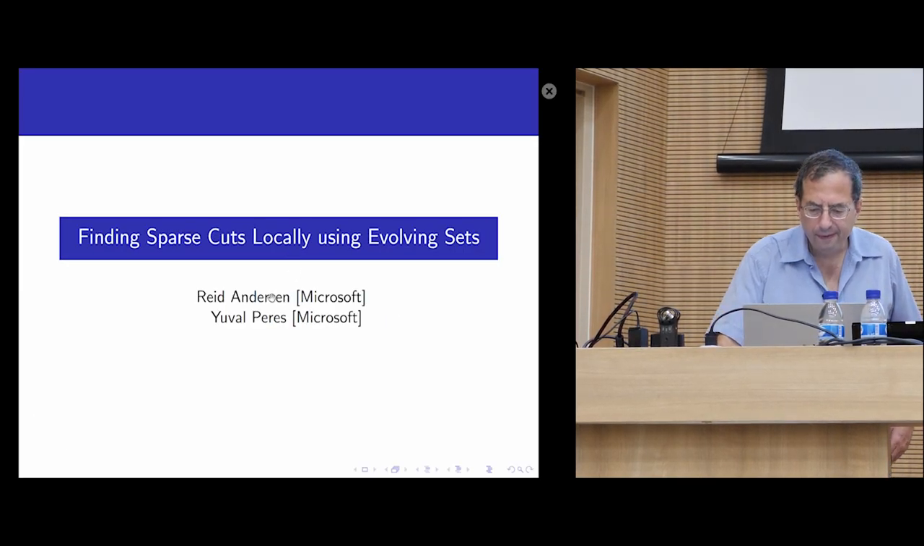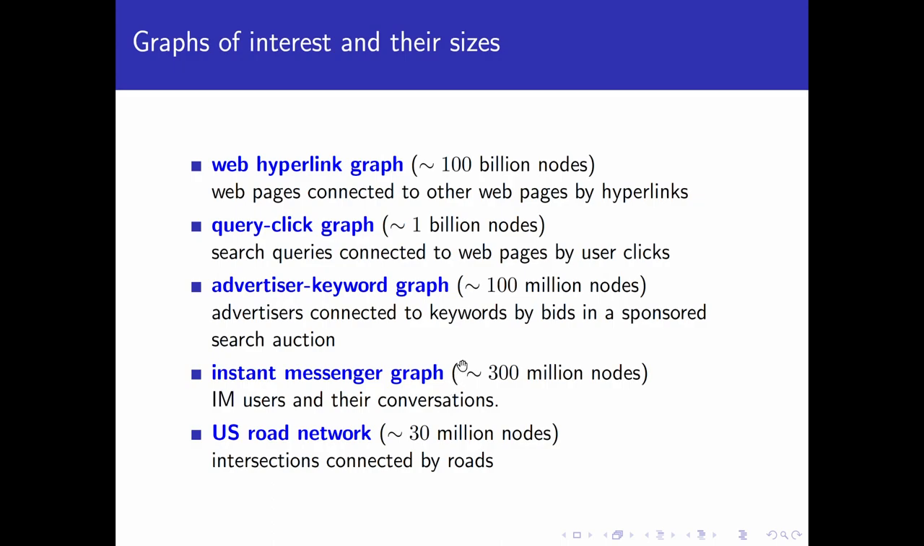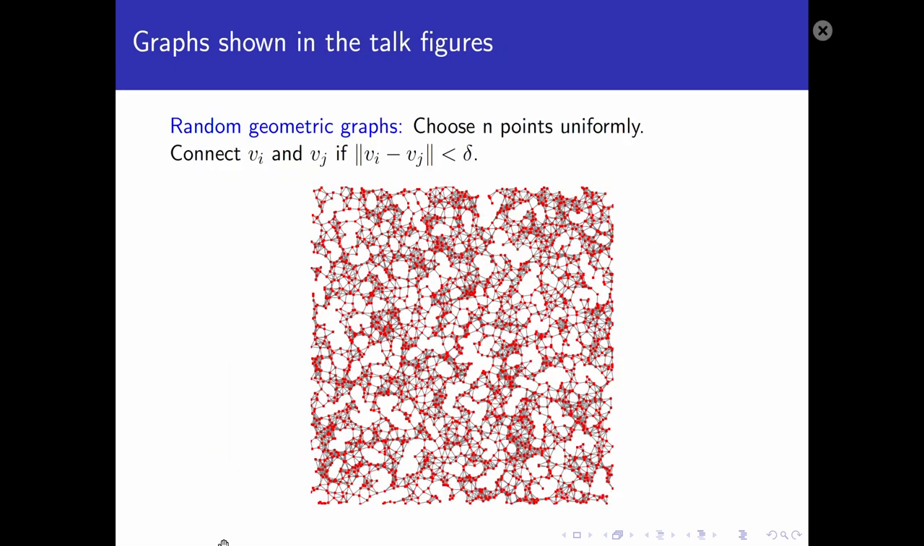So what is the applied problem? This was joint work with Reid Andersen, who was at Microsoft, as well. The kind of problem we have concerns various big graphs, and these numbers are all not fully up to date: the web hyperlink graph, query click graphs, advertiser keyword graphs, and the smallest one of these is the US road networks. And in all these graphs, what we want to do is to find the community of a node.